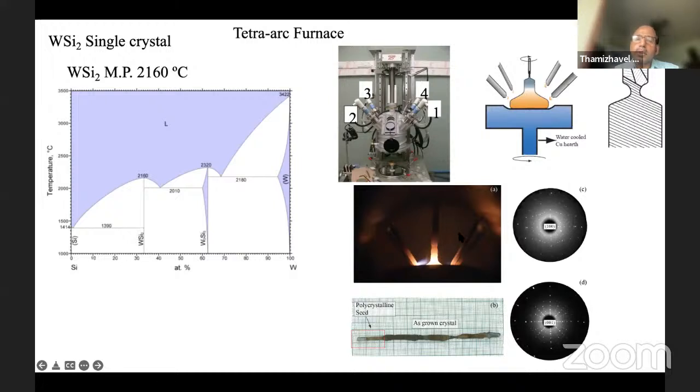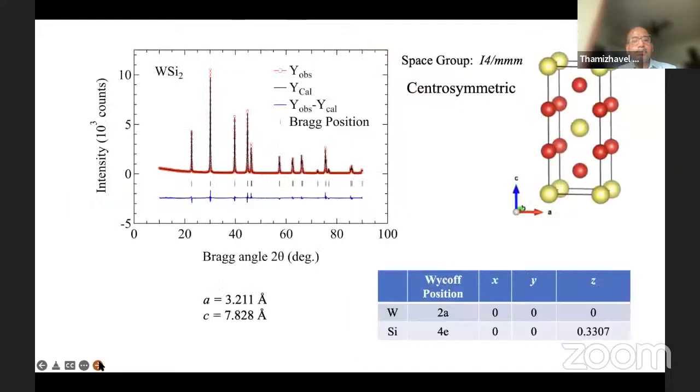So this is how the crystal growth looks during the growth. And you can see that this is a polycrystalline seed crystal, and from here, the single crystal has been grown. And this shows the Laue diffraction pattern corresponding to the 100 and 001 directions. This is a tetragonal system.